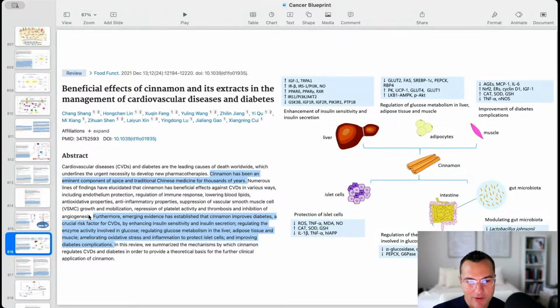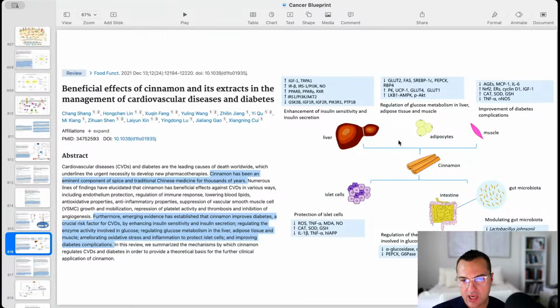Furthermore, emerging evidence has established that cinnamon improves diabetes, a crucial risk factor for cardiovascular diseases, by enhancing insulin sensitivity, insulin secretion, regulating the enzyme activity involved in glucose metabolism in the liver, adipose tissue, fat tissue, and muscle, ameliorating oxidative stress and inflammation to protect the islet cells or the beta cells in the pancreas, and improving diabetic complications.